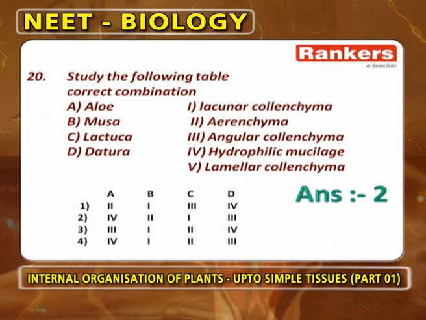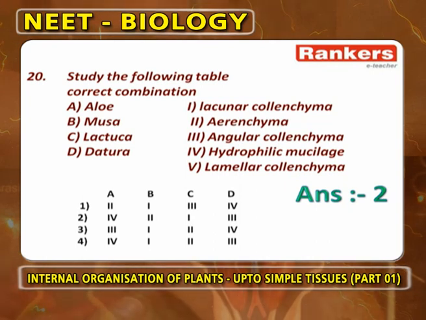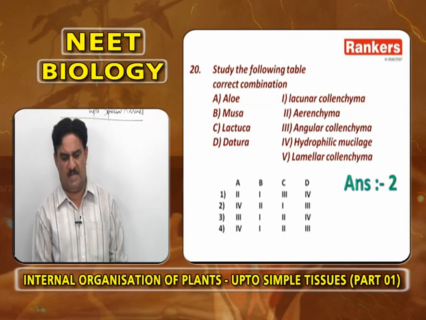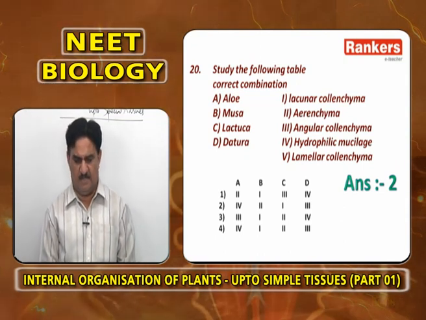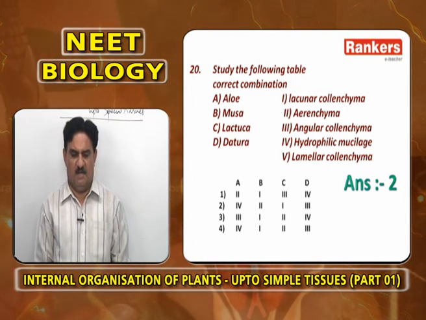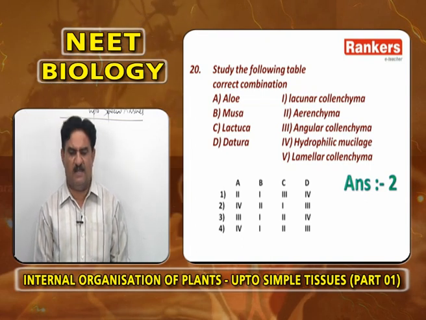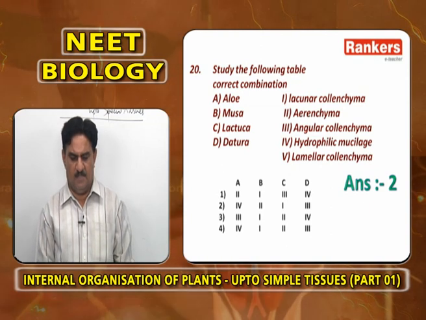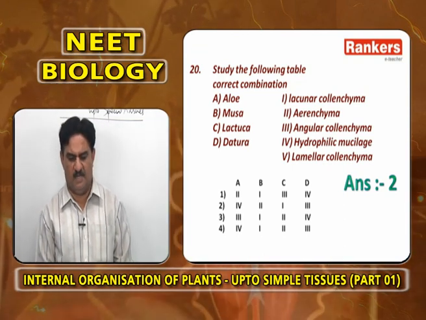Next, a matching. Study the following table and choose the correct combination. Aloe, Musa, Lactuca, Datura. Lacunar collenchyma, aerenchyma, angular collenchyma, hydrophilic mucilaginous substances, lamellar collenchyma. A is 4: Aloe, hydrophilic mucilage, because Aloe always shows succulent leaves. Musa is aerenchyma; just now I told Musa, a terrestrial plant with petiole having aerenchymatous tissue. Then C, lacunar collenchyma: just now I wrote Lactuca and Leucas are the plants where the stem shows lacunar collenchyma. Datura is 3, angular collenchyma. The most common type of collenchyma found in almost all plants is angular collenchyma. So, Aloe hydrophilic mucilage in the leaves, Musa aerenchyma in petioles, Lactuca lacunar collenchyma, and Datura angular collenchyma. Answer is 2.